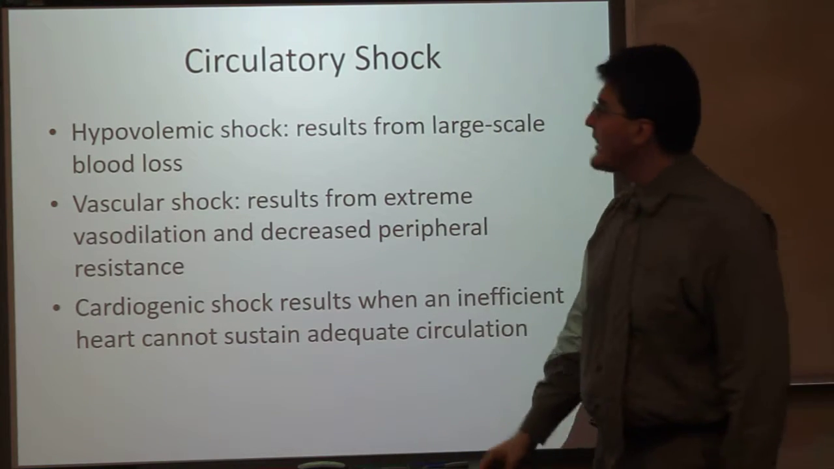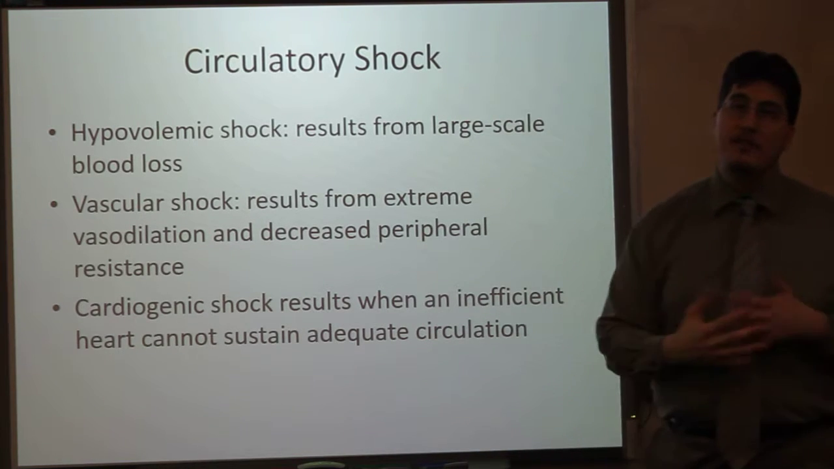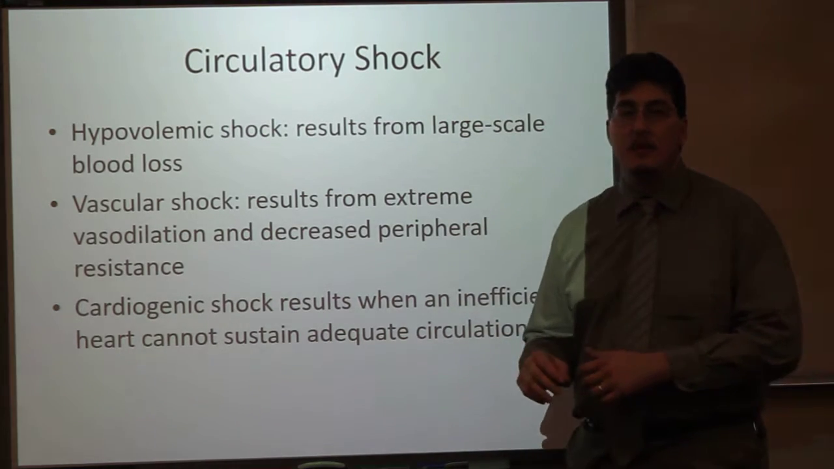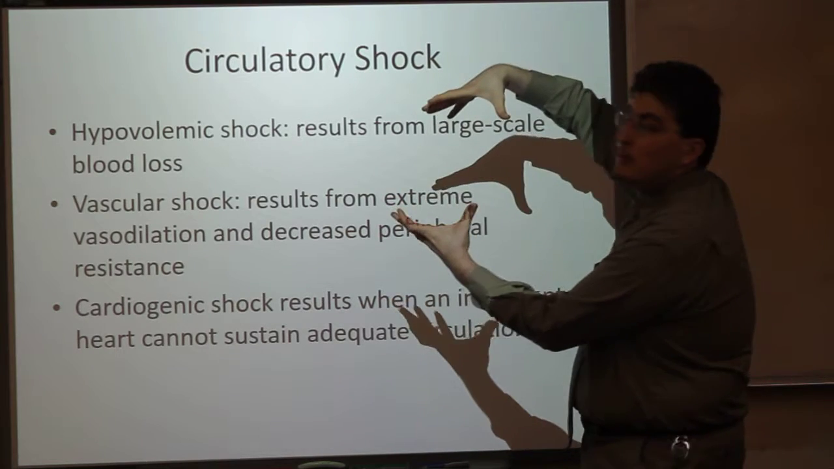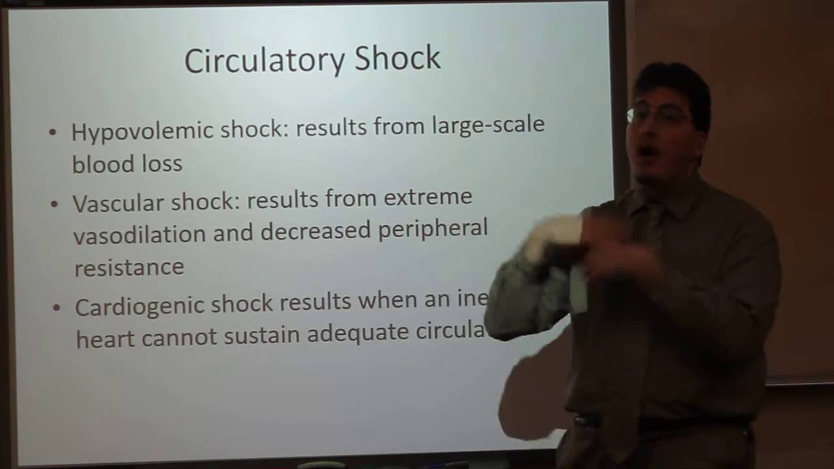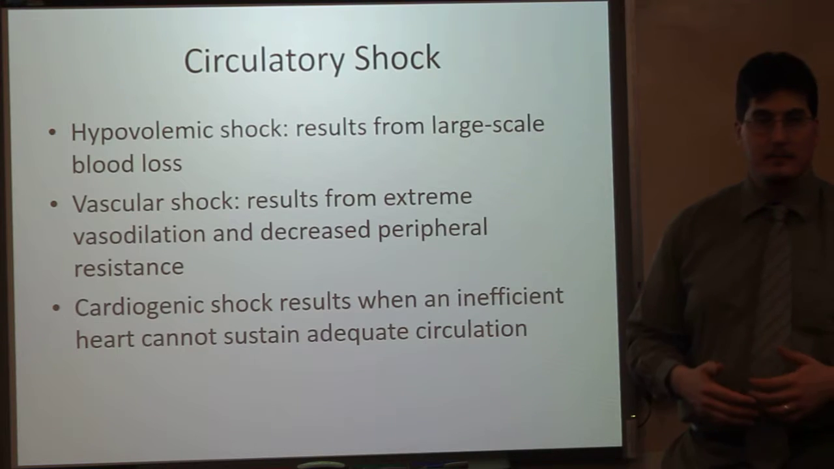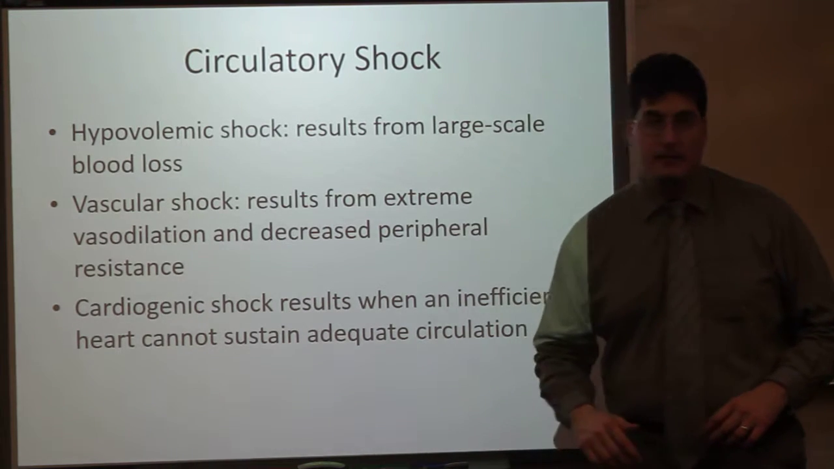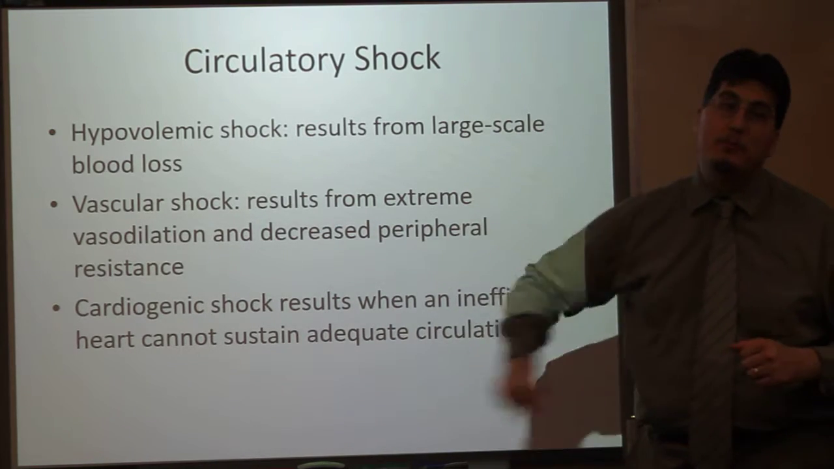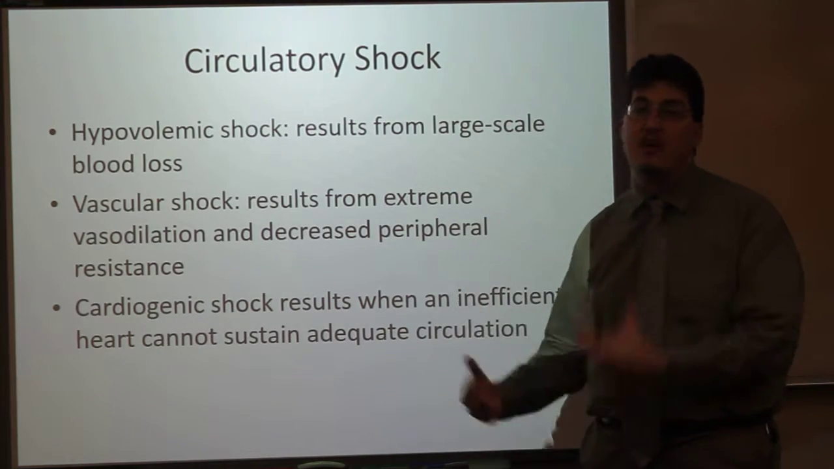We have hypovolemic shock, where we have large-scale blood loss and there isn't enough volume to fill all the vessels that we have. We have vascular shock, where we have extreme vasodilation, where all of the vessels open up all at once, so that the blood that we had before isn't sufficient to fill all of this new space that we now have. And our flow decreases. Cardiogenic shock, where our heart ceases to pump effectively and we can't move our blood through our vascular system appropriately anymore, and now all the blood stalls.